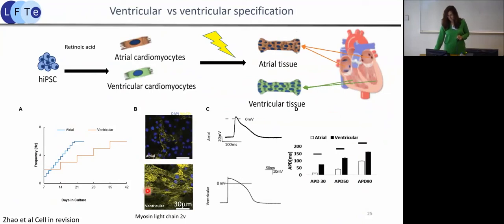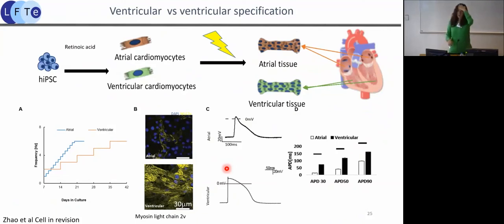And at the end of this, you get tissues that express ventricular markers very differently. Ventricular tissue has a lot of myosin light chain 2V, atrial has very little. And even if you don't know anything about electrophysiology, if you just look at these two different shapes of action potentials, you can see that they're very different. This is quite atrial and this is quite ventricular. So now we are able to distinguish very nicely atrial and ventricular myocardium and also show chamber-specific drug responses as well.